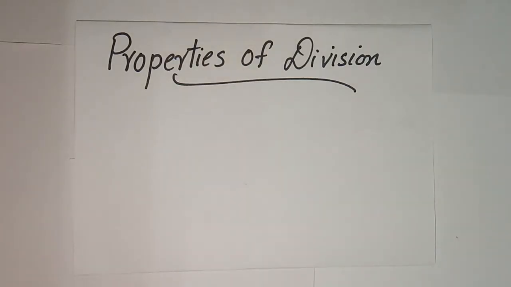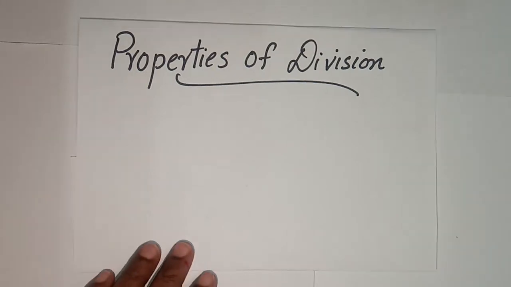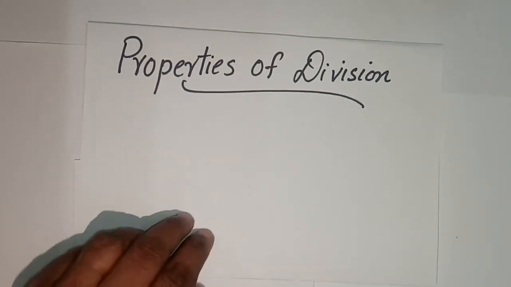Good morning, dear students. We have already learned the properties of multiplication of rational numbers. So now let us learn some of the properties of division of rational numbers. Properties of division of rational numbers. The first property is closure property of division.